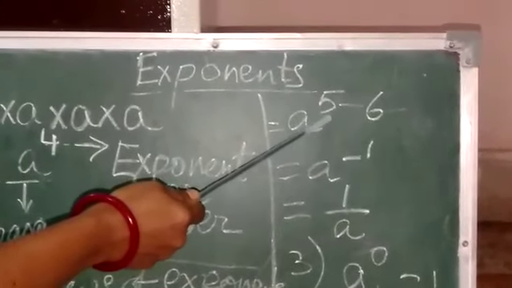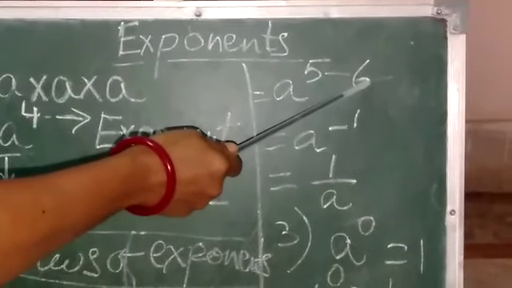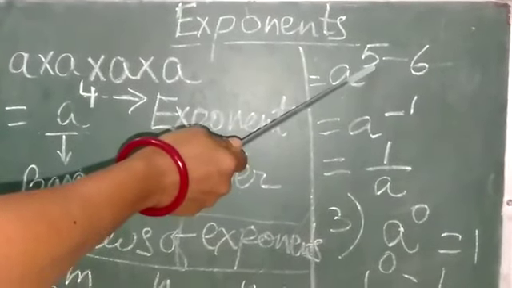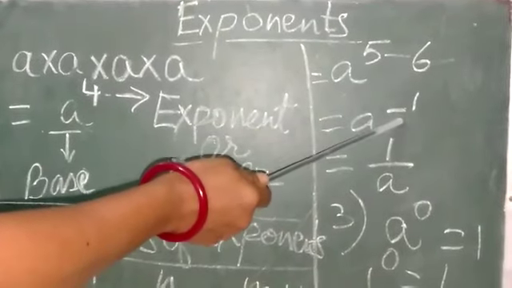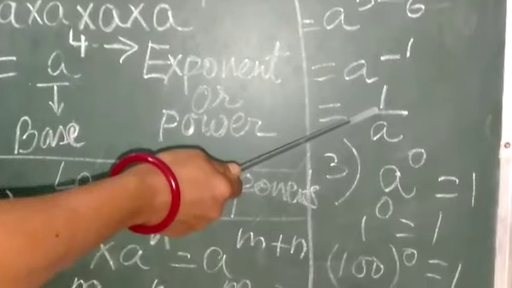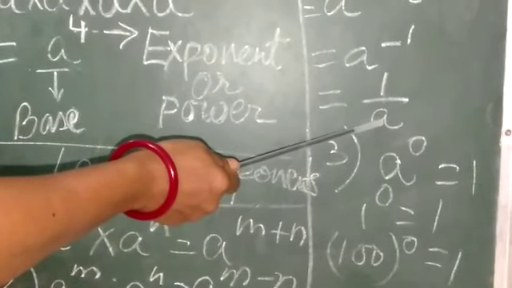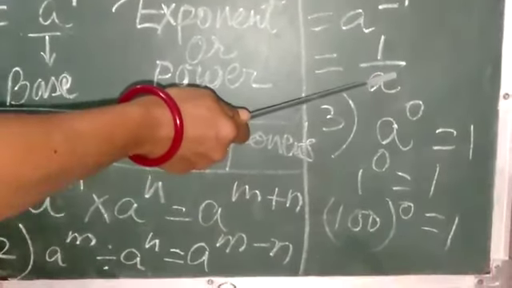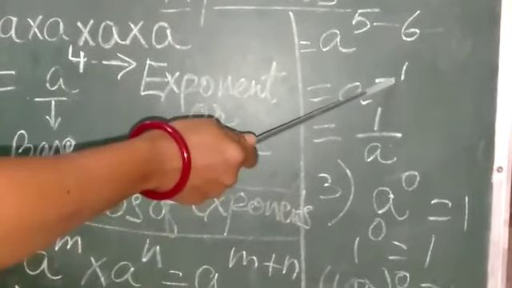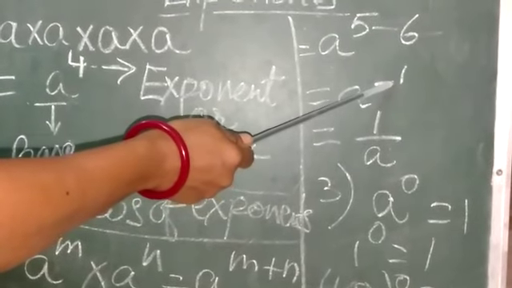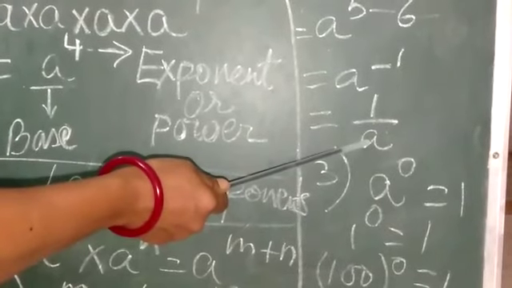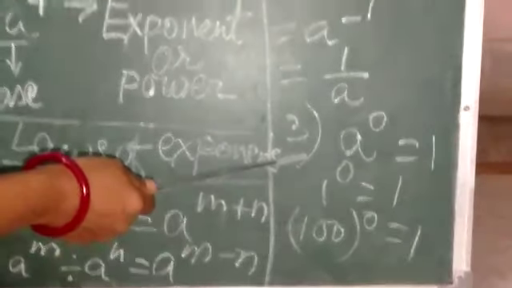If a raised to the power 5 minus 6, here we can see 6 is greater than 5. So 5 minus 6 gives a raised to the power minus 1, that can be written as 1 by a, or 1 by a to the power 1. So here arises another law: any number to the power minus 1 can be written as 1 by a.